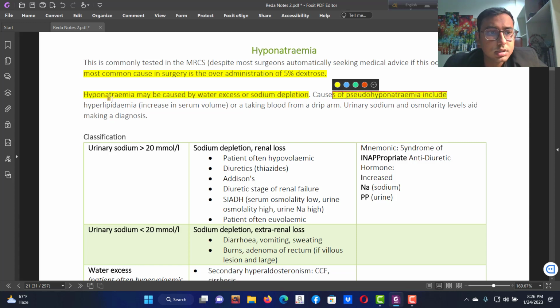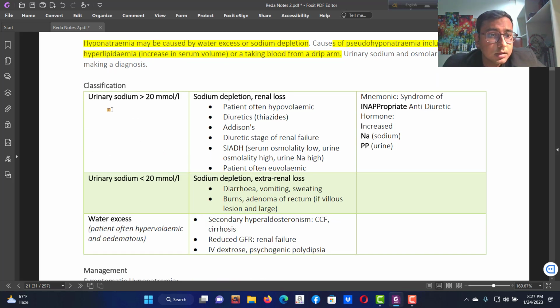Pseudohyponatremia occurs in case of hyperlipidemia. In prostate surgery or TURP operations, we use glycine for irrigation, both per-operative and post-operative irrigation. In that case, dilutional hyponatremia occurs. If the urine sodium is more than 20 millimole, it is due to antidiuretic hormone, which increases sodium in urine. Mnemonic: syndrome of inappropriate ADH secretion.